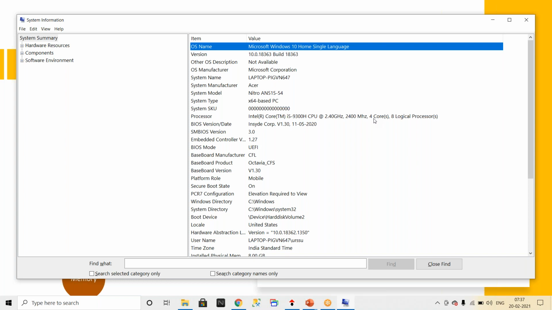The vCore methodology supports all PaaS environments, like Azure Managed Instance, Azure SQL Database, and Azure Elastic Pool. But DTU supports only Azure Single Database and Azure Elastic Pool. So DTU is not compatible with Azure Managed Instance. Is it fine, everyone? Yes. Okay.